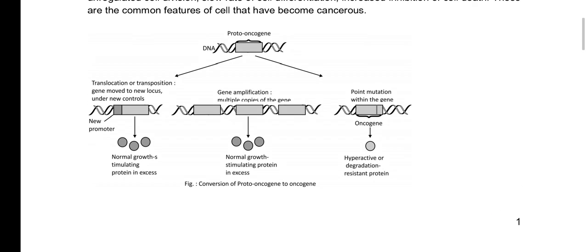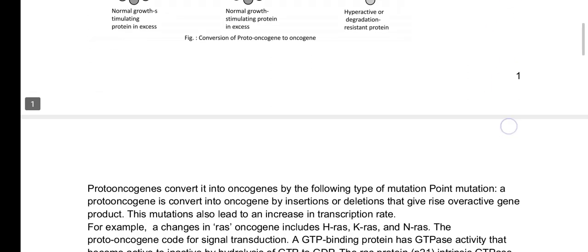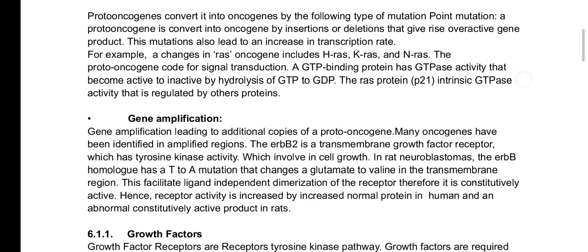Like gene amplification, multiple copies of a gene may be produced. Normal growth stimulating protein in excess. Then translocation or transposition, genes move to a new locus under new control. So, normal growth stimulating protein in excess. Then point mutation within the gene, hyperactive or degradation resistant protein. Then proto-oncogenes convert into oncogenes by the following type of mutation: point mutation.